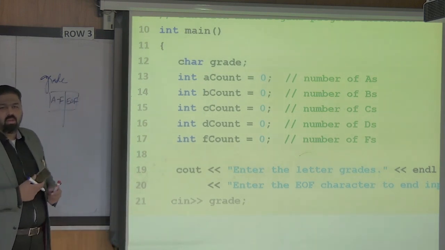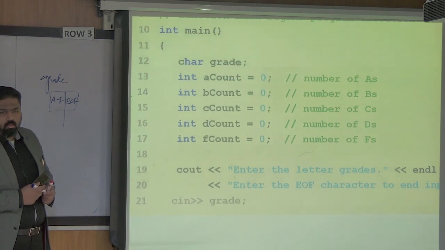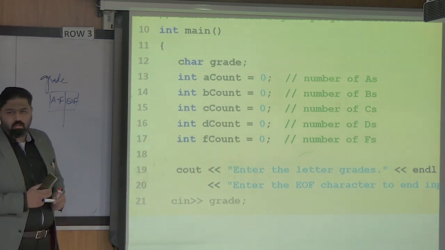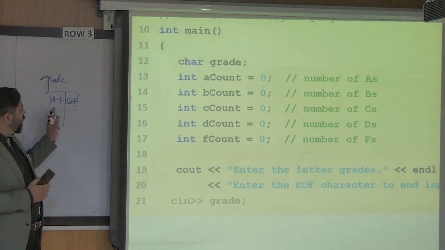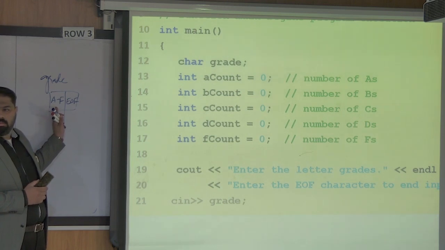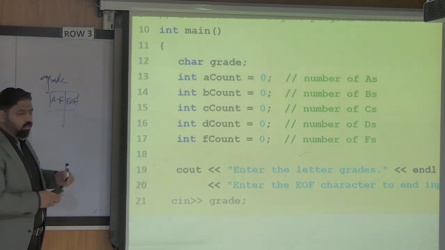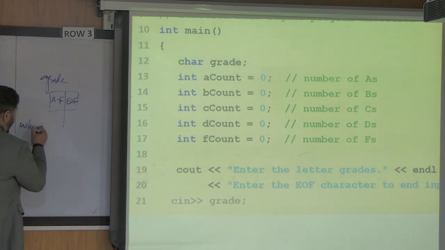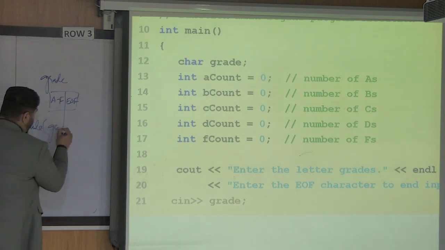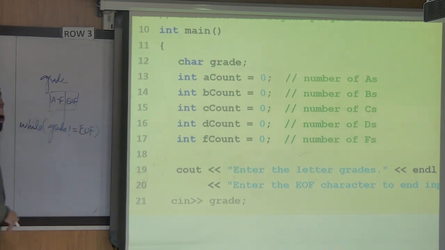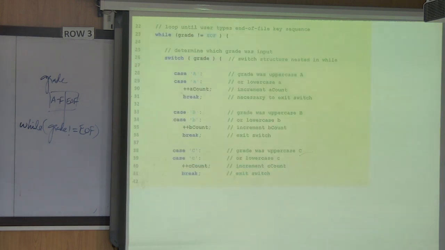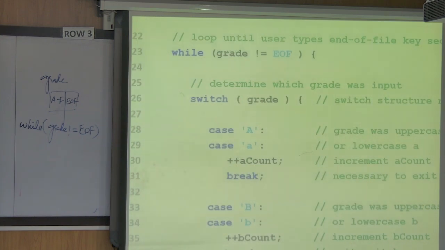While में आपकी condition क्या होगी? कब तक लूप चलाएं? उस वक्त तक चलाएं जब इनपुट valid है, isn't it? तो उसको हम while में किस तरह लिखेंगे? While grade not equal to, loop started. While grade is not equal to the end of file character.